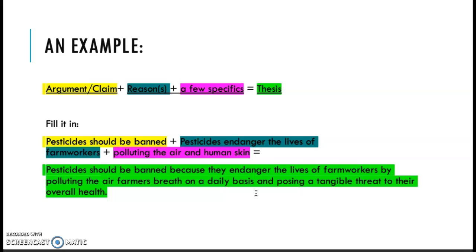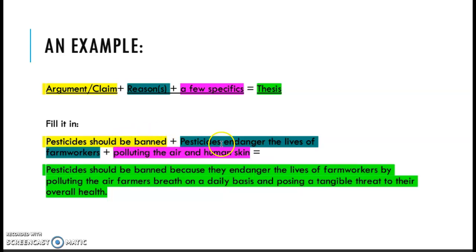So here is an example. This is the same example used in your Canvas assignment for a thesis. So if I'm doing one and I believe that pesticides should be banned, that's going to be my argument or claim. Then I'm going to include my reason, because it endangers the lives of farm workers. And then I'm going to give a few specifics, a few examples. How does it endanger the lives of farm workers? Well, it pollutes the air and it can get into your skin if you're working long days with it.